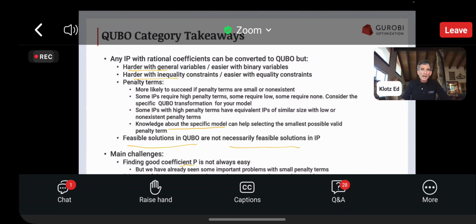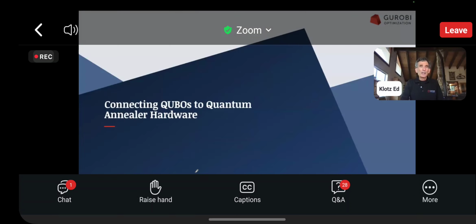And because of that, tuning the penalty term is sort of a common practice. But despite these challenges, we've already seen some important problems where it's not that hard to come up with small penalty terms. All right, so that ends the section on QUBO categories.